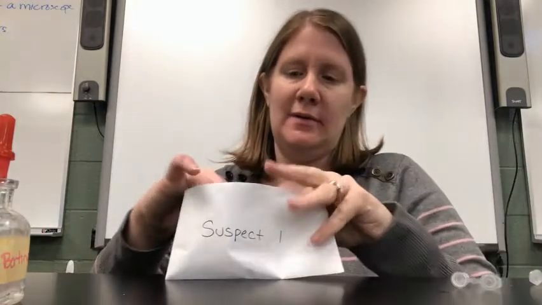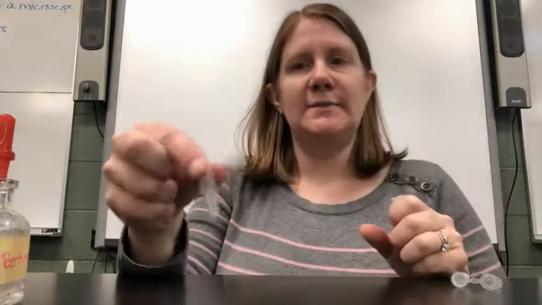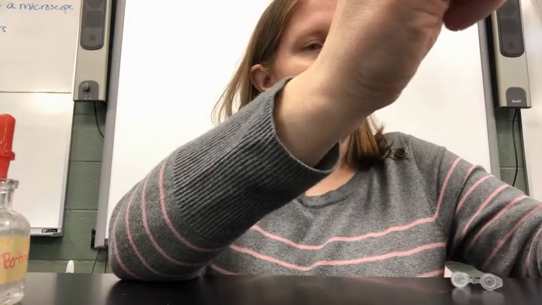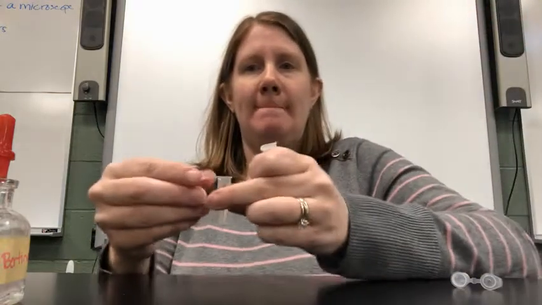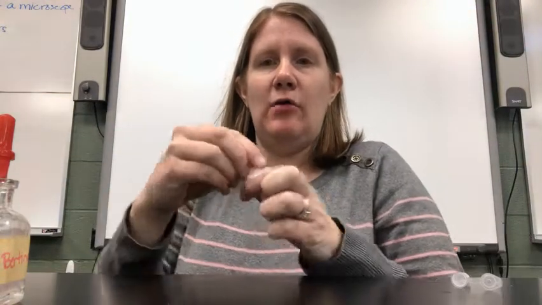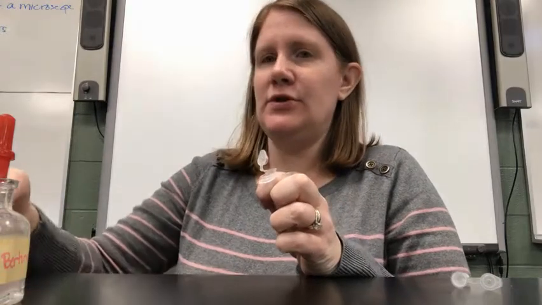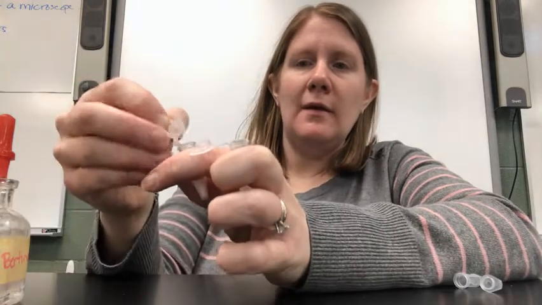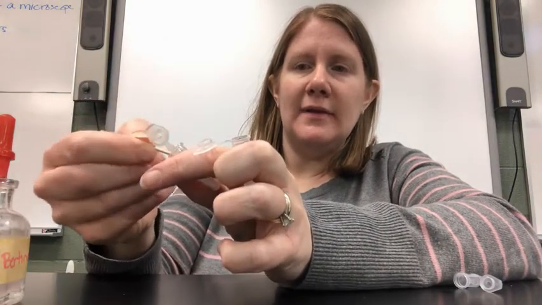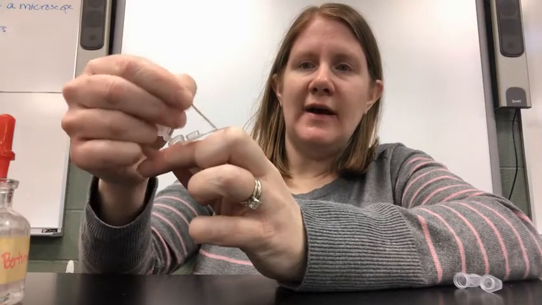Now do suspect 1. So I have suspect 1's envelope. I will take out the sample, suspect 1's empty testing tube. We'll put, again, some rubbing alcohol in there. So rubbing alcohol. Now open up my sample, get a toothpick. Put a little of that sample into the vial.